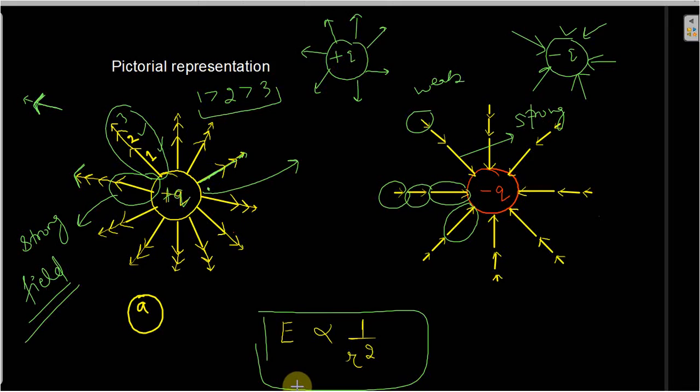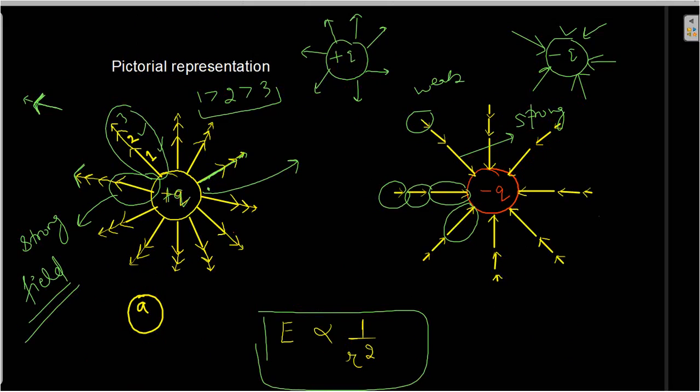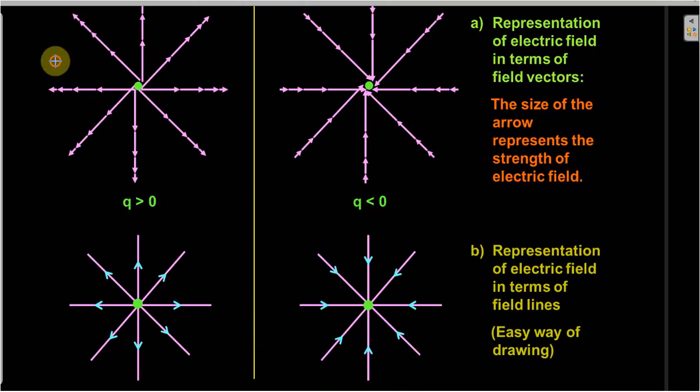To represent these lines in an easier way, you can even draw the electric field lines in this way. So you can draw a continuous field line. Simply the charge is there and you can draw the vectors outward side for positive Q charge. So let's see here again. These two diagrams are almost similar to this and this. This is your first diagram. You can see here Q is greater than 0. So what does it mean? Q greater than 0 means your charge is positive Q.